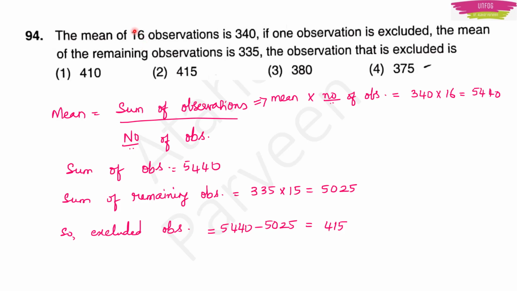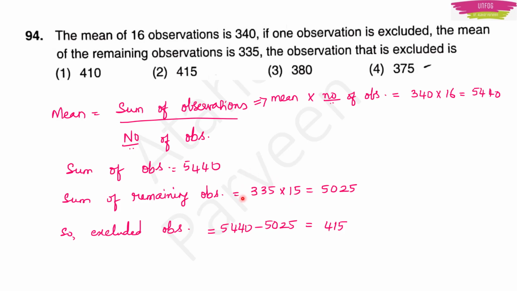So first, what is the mean? It is 16, right? And what is the number of observations? 340, right? So I multiply 340 into 16 to get the sum of observations. I get 5440. If one observation is excluded, my number of observations will become 15 now.